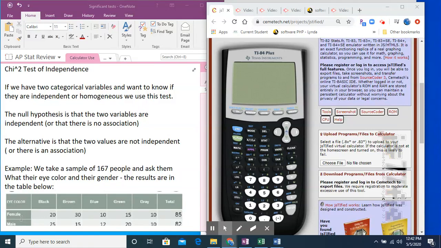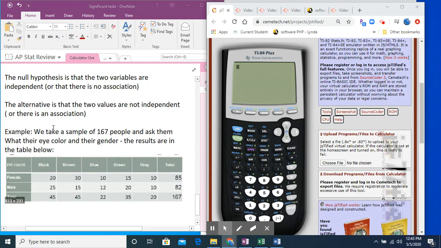Yeah, the chi-squared test of independence. This is when we have a two-way table. So if we have two categorical variables and want to know if they're independent or homogeneous, we use this test. The null hypothesis is that the two variables are independent or that there is no association. The alternative hypothesis is that the two values are not independent or there is an association. You can say it either way.